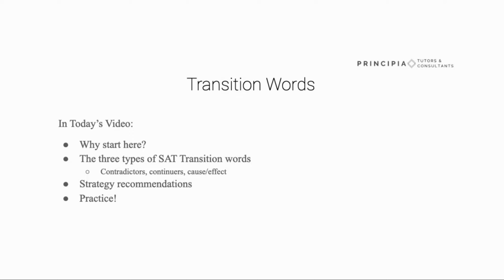So first, let's discuss why we should start here. Well, transitions are one of the most common question types you'll encounter in the writing section of the SAT. And transition questions are some of the easier logic questions in the writing section, meaning they'll test your ability to understand the meaning of two ideas in any given context. There are three types of transition words. They are contradictors, continuers, and cause and effect words.